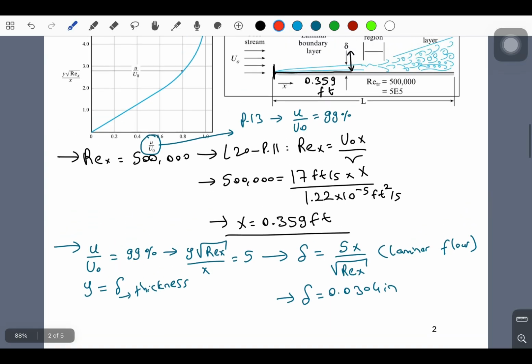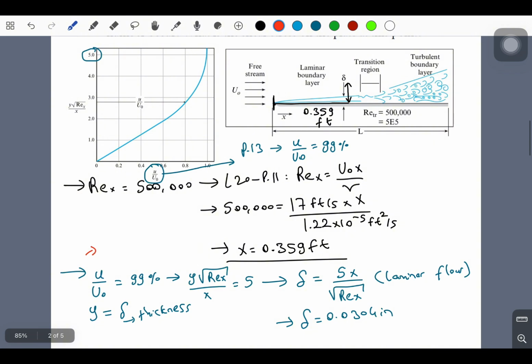I can further explain this. When y is 0, it means we are at the wall. So at this point, u is also 0, as you can see here. When y is 0, u is also 0. But we are considering the option when y is equal to this thickness. So in that case, to calculate y or delta, we will be using this relation.